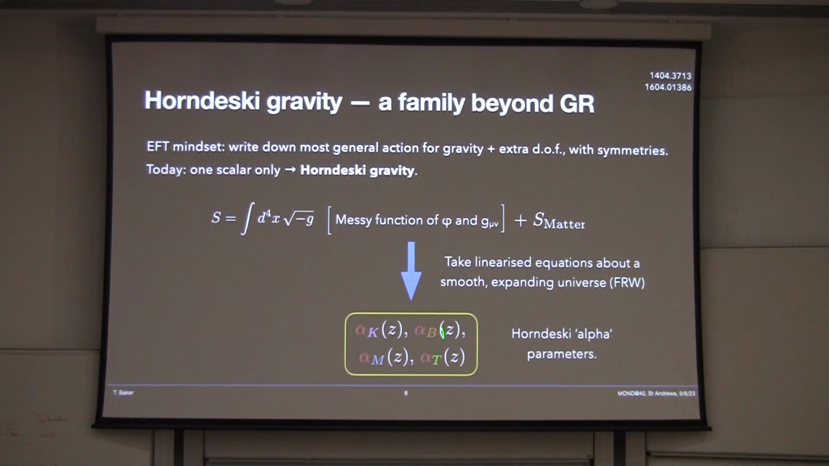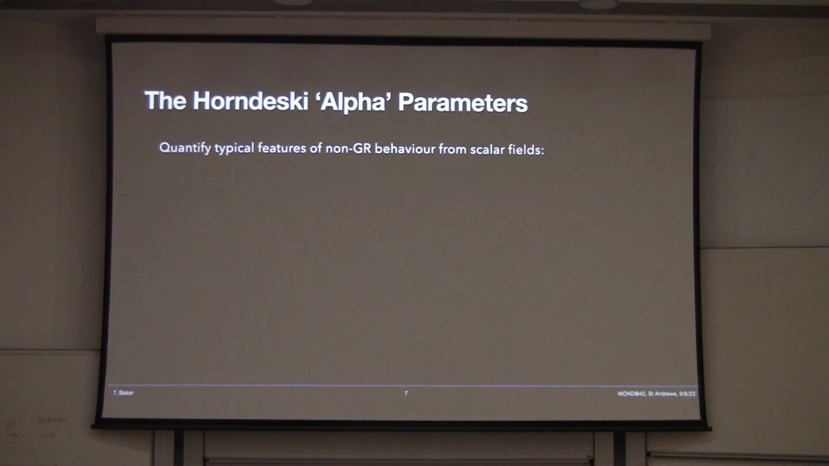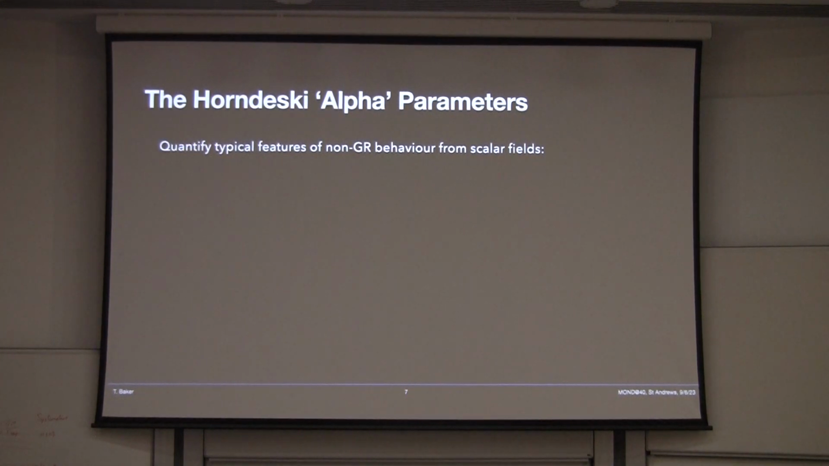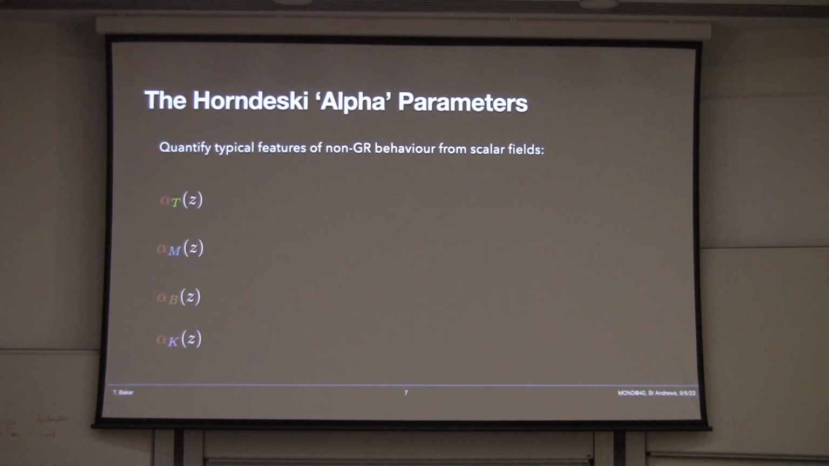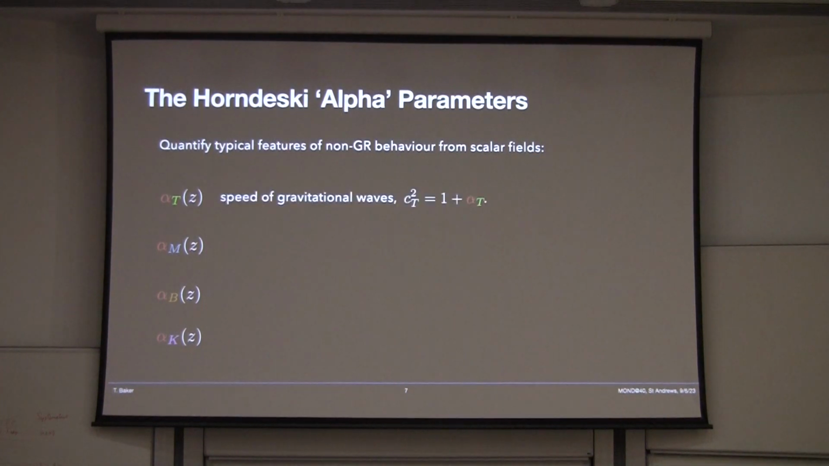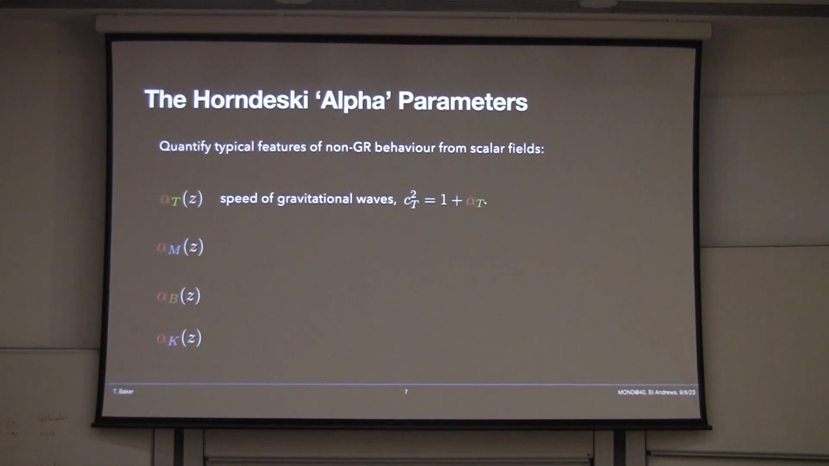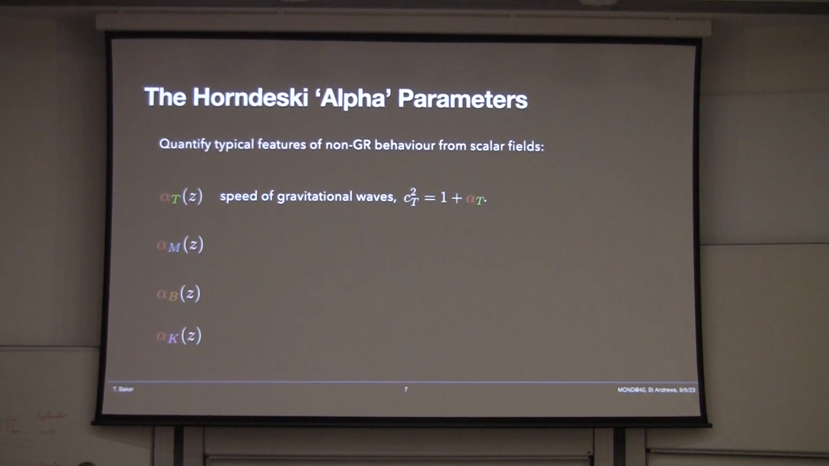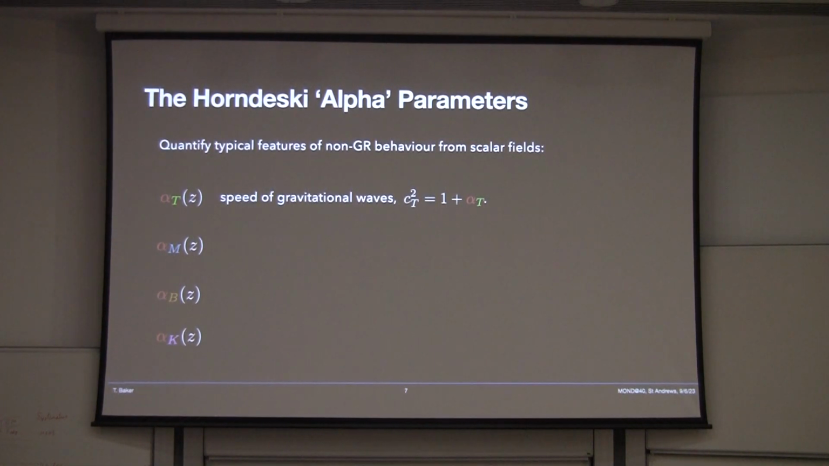Another nice thing about these 4 Horndeski alpha parameters is that they have semi-physical meanings. There are words you can drape around them that say what they're doing. So let's meet them. Alpha t describes the deviation of the speed of propagation of gravitational waves from the speed of light. The speed of propagation of gravitational waves will be ct, t for tensor mode, and alpha t is the deviation from 1, and I'll use natural units today.